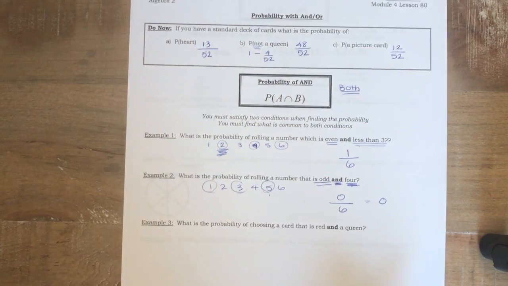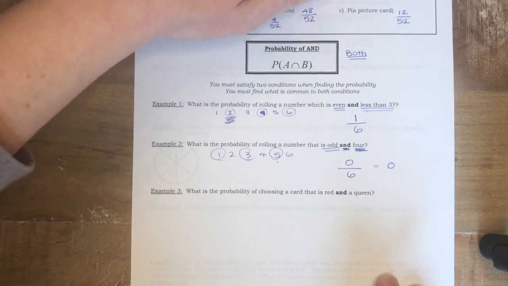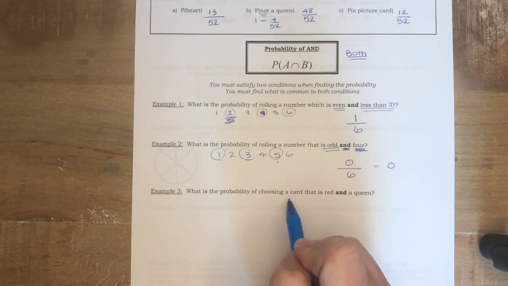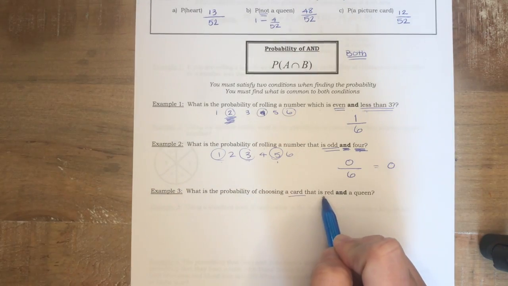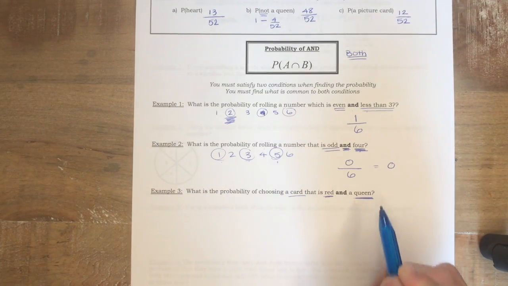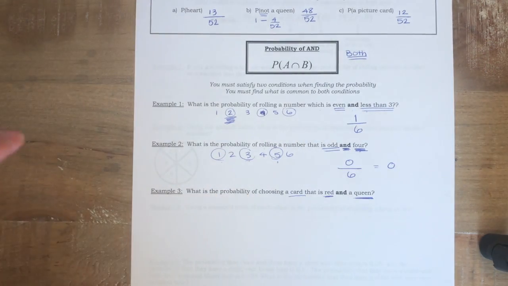And then for example 3, what is the probability of choosing a card from a deck of cards that is red and a queen? If you take a look at the picture that I posted, and I'll try to insert here, that is red and a queen.